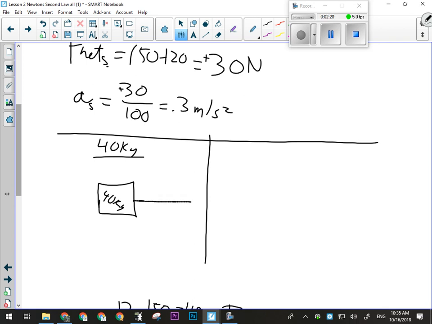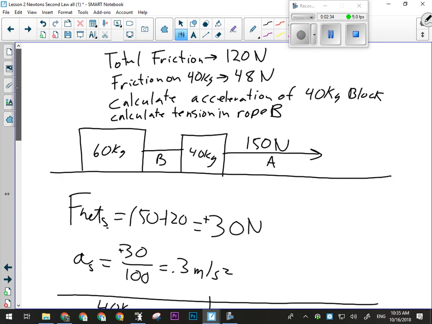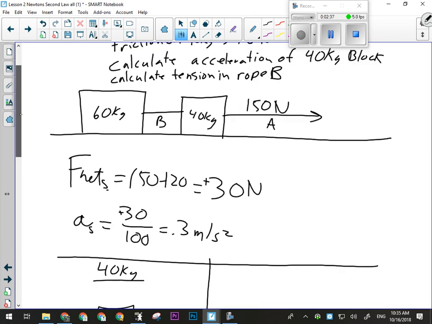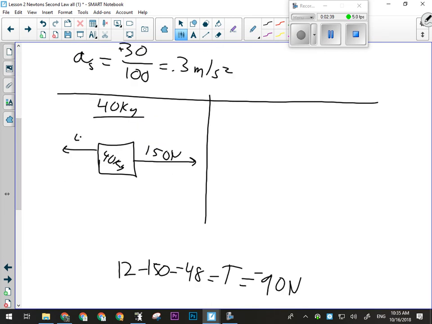What I have is 150 newtons forward, and I have friction, which they told me on the 40 kilogram block is 48 newtons. And then what else is acting on the 40 kilogram block? Yeah, the tension in the rope, that thing I'm supposed to find, the tension in cable B. So now I know those forces, and what can I calculate about this block, since I know its mass and acceleration?